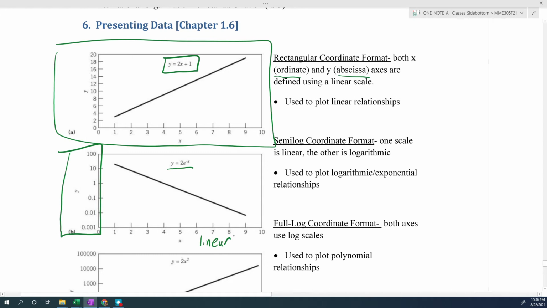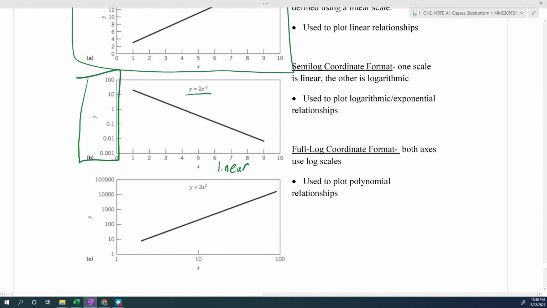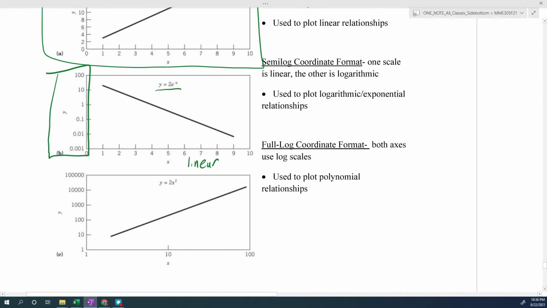Now, if you have a polynomial relationship, it makes most sense to plot a power law using both the x and the y axes with logarithmic scaling. So just keep that in mind when you're presenting and looking at data. It's very important to check the scales of that data. Are they both linear? Is one linear and the other log, or are both log? That will tell you a little bit about the presumed relationship between your independent variable on the x-axis and your dependent variable on the y-axis.